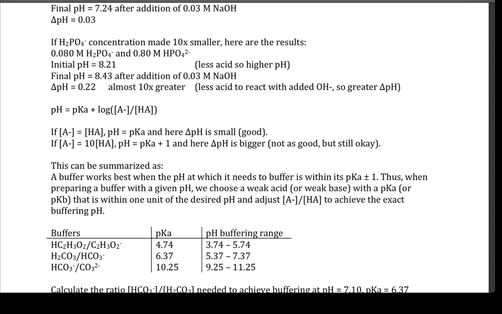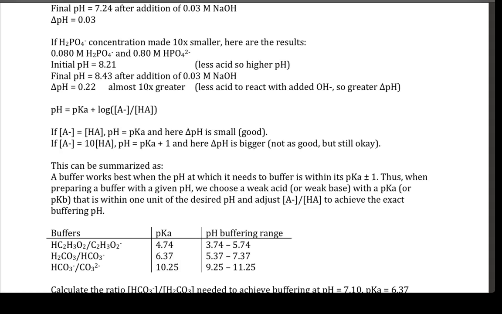If A minus equals 10 times HA, that's buffer number 2. Then looking at the Henderson-Hasselbalch equation, you would see that pH equals pKa plus 1, because we have the log of 10, which is 1. Here the change in pH is bigger. We found it to be 0.22. That's not as good, but it turns out within the buffering capacity area, a delta pH of 0.22 is okay.